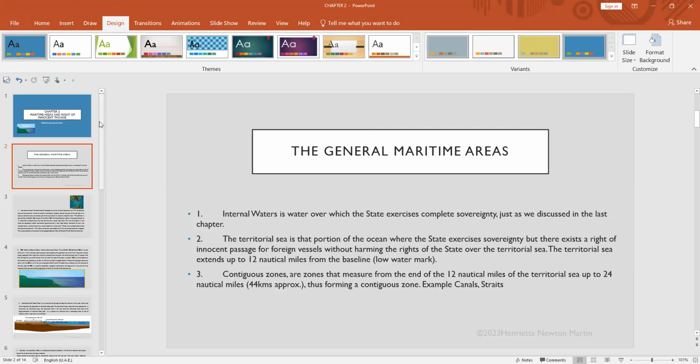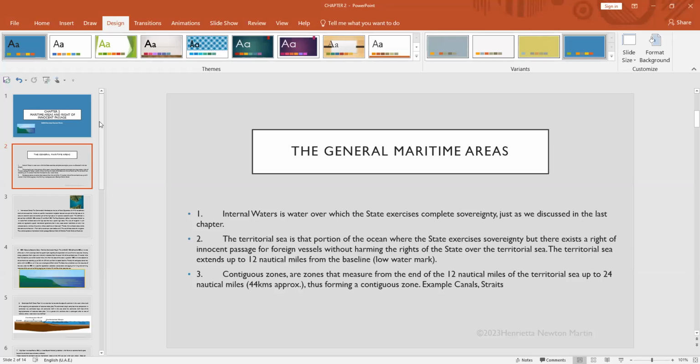Now, what is the territorial sea? The territorial sea is that portion of the ocean where the state exercises sovereignty, but there exists a right of innocent passage for foreign vessels, that is, foreign ships, without harming the rights of the state over the territorial sea. The territorial sea extends up to 12 nautical miles from the baseline's low water mark. What is a baseline? The lowest water mark. From the baseline, 12 nautical miles would be considered the territorial sea.